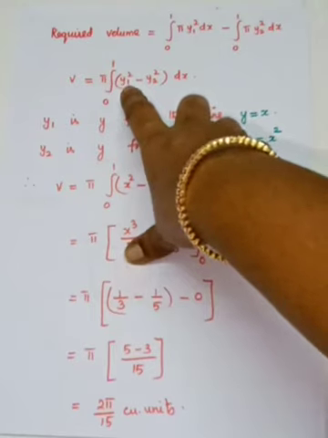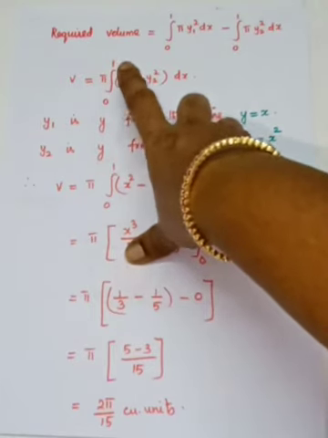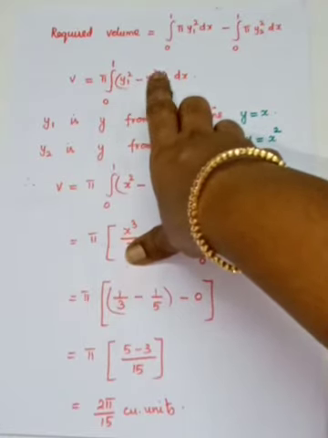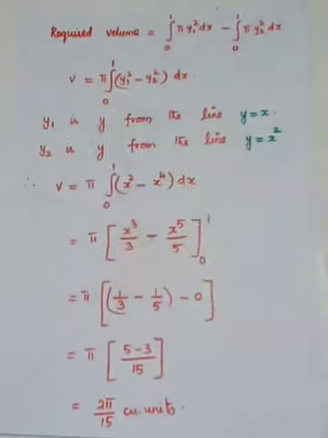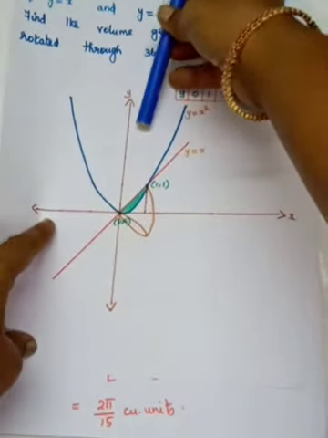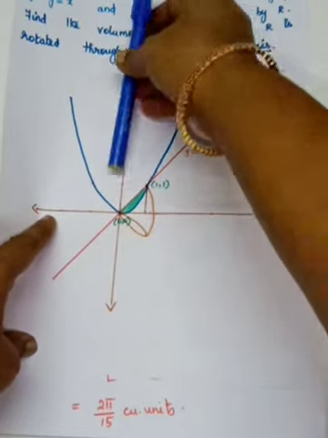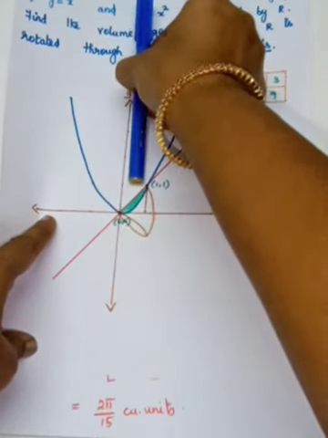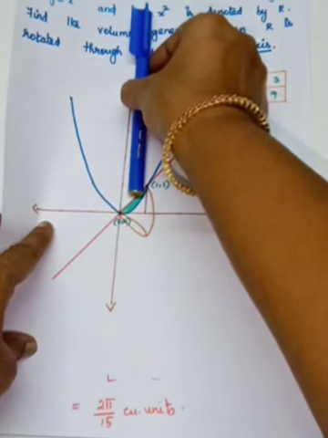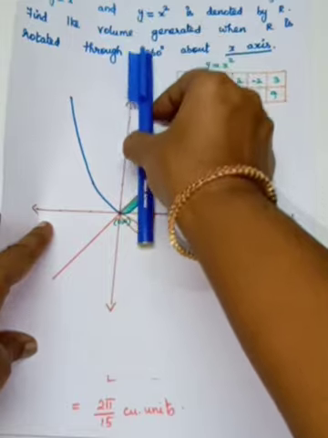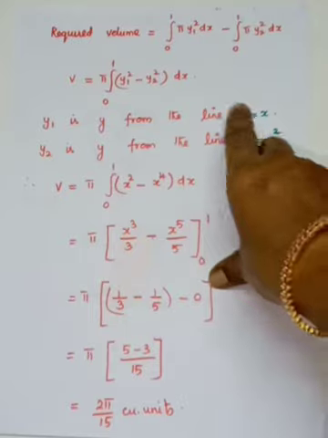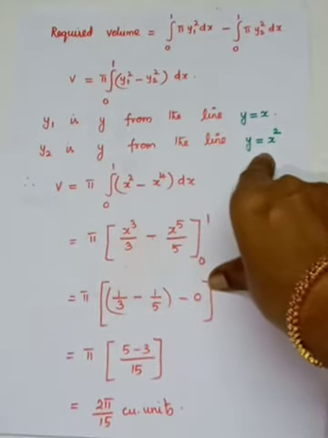We have to choose y1. That means the y has to be chosen from the first curve, and y2 means y has to be chosen from the second curve. So for that we have chosen the x-axis. Any arbitrary line which is parallel to the y-axis, if you draw it, first touches the red color line, then only it will touch the blue color curve. So the first y has to be taken from the line and the next y has to be taken from the curve.